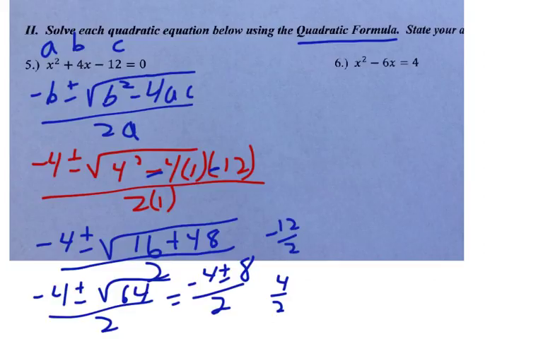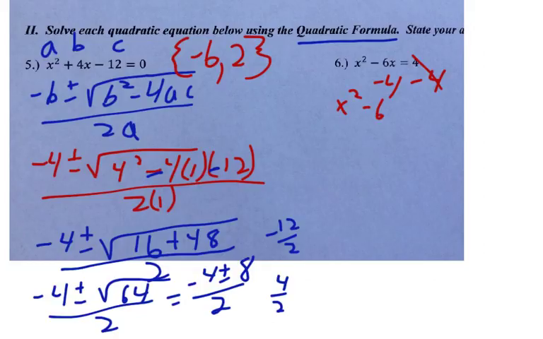So those are my two solutions, and I'm going to put that in red at the very top. -12 divided by 2 is -6. 4 divided by 2 is 2. So those are my two solutions. Alright, number 6, you'll notice, is not set equal to 0, so I'm going to do -4 minus 4, and that'll be x squared minus 6x minus 4 equals 0.